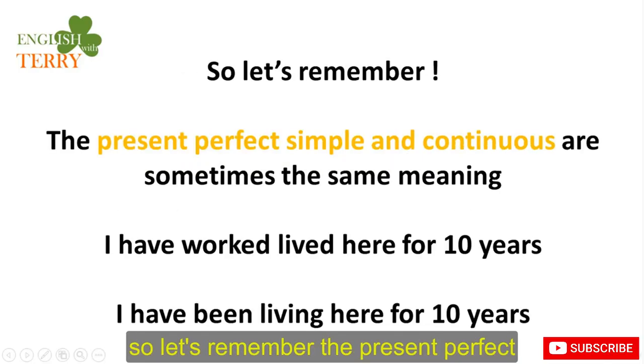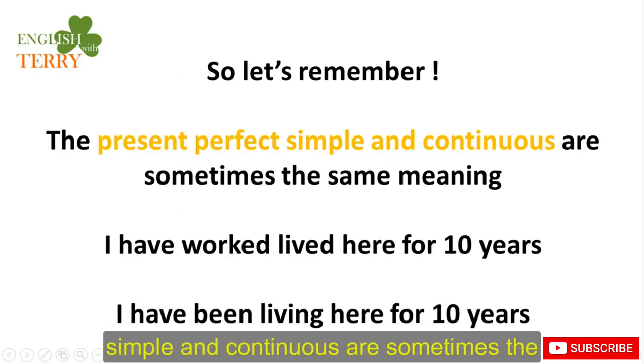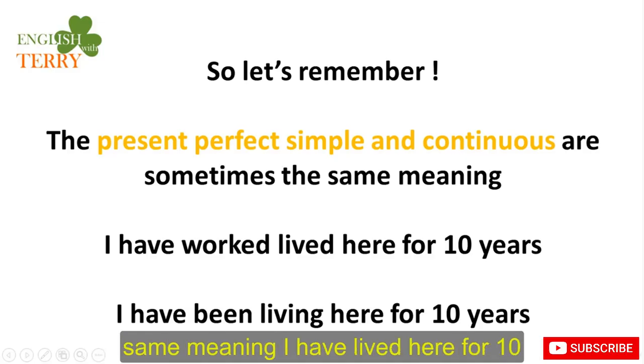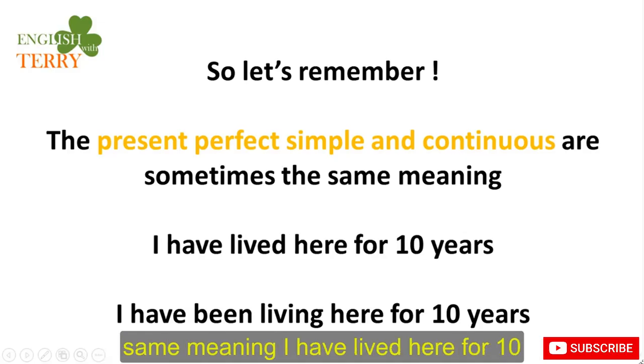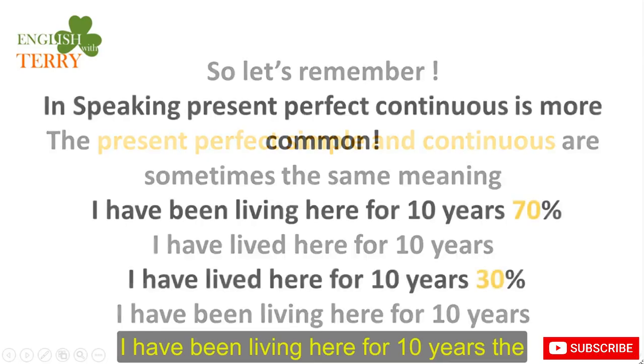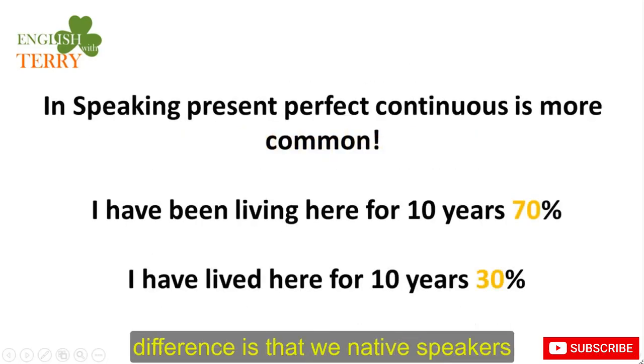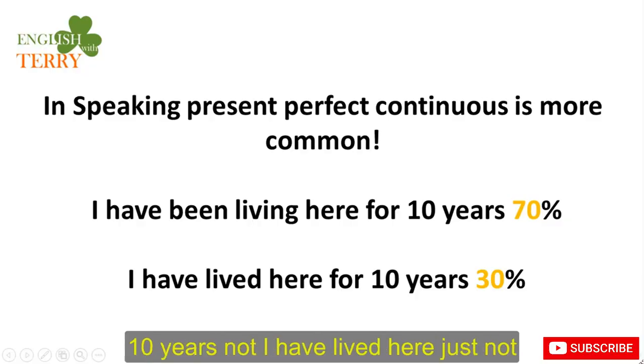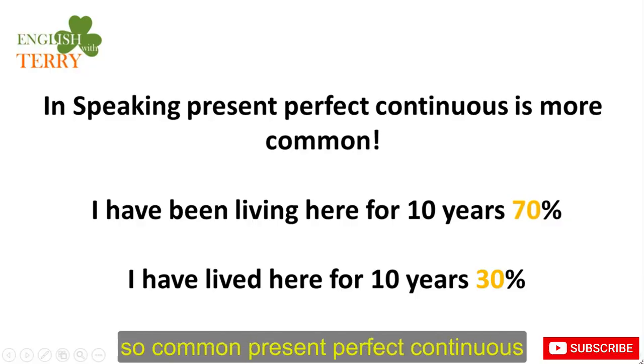So let's remember, the present perfect simple and continuous are sometimes the same meaning. I have lived here for 10 years. I have been living here for 10 years. The difference is that we native speakers would prefer I have been living here for 10 years, not I have lived here. Just not so common.